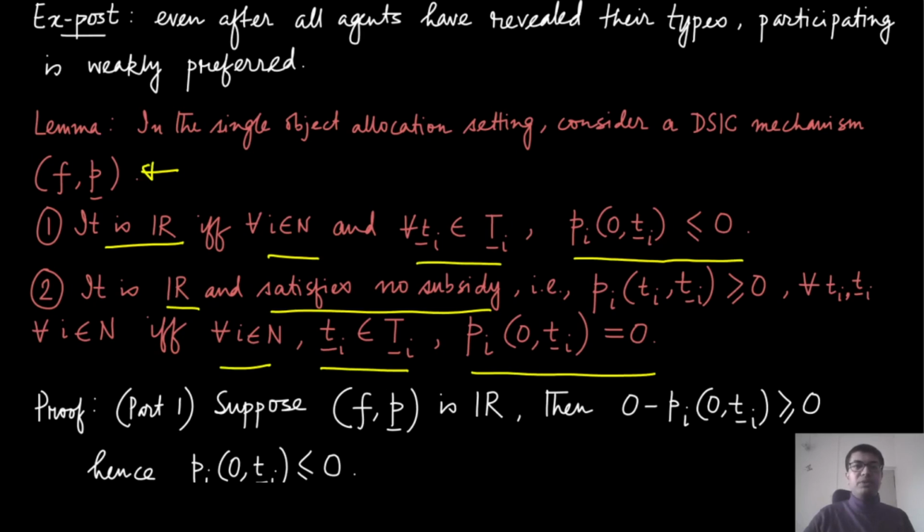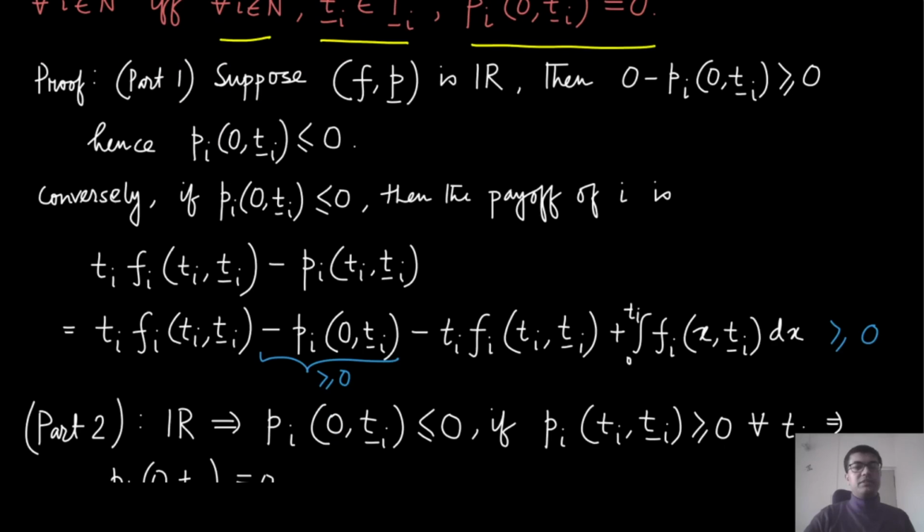Because of this property of individual rationality, we can actually pin down, we can make sure that this constant function also satisfies certain properties. So let us try to prove the first part of this lemma. Let us look at the forward direction, that it is individually rational.